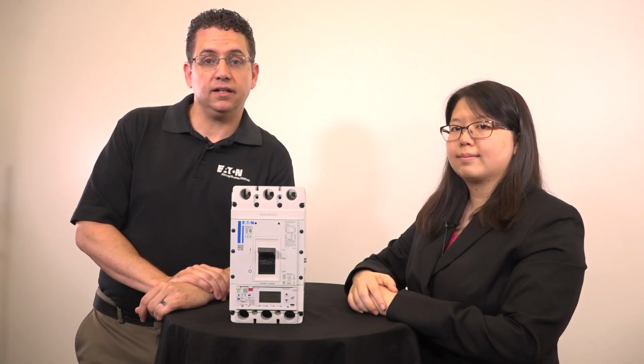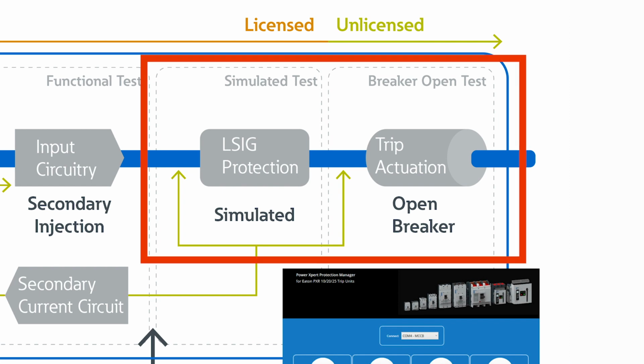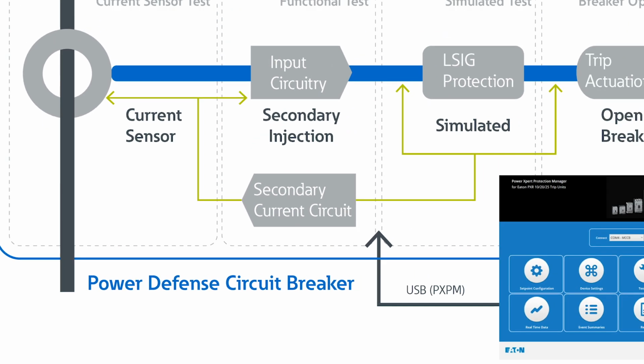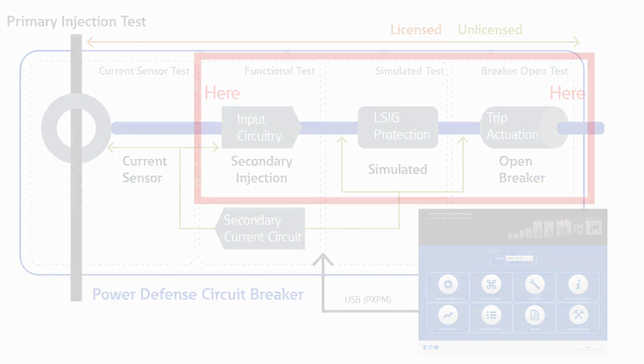Now that we've tested the LSIG protection and the trip mechanism, let's verify that the electronics are working correctly. We're going to inject a variable current into the breaker secondary and try to trip the breaker. Every PXR trip unit has a special circuit built in. PXPM sends a command to this circuit to generate a signal that looks like the expected output of the current sensor. If this test passes, your breaker will be good from here to here. This test is better than a secondary injection test kit.